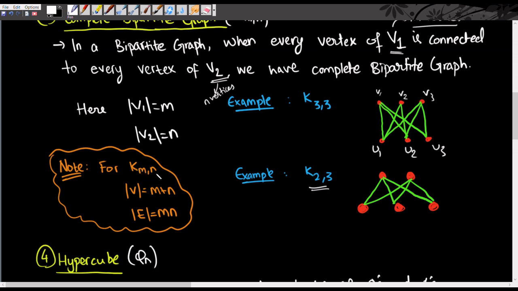An important note for a complete bipartite graph K(m,n): the total number of vertices in the whole graph is m plus n, and the number of edges is mn, because for every vertex in the first partition there are n edges, and there are m vertices in the first partition, so the edge set is m multiplied by n.